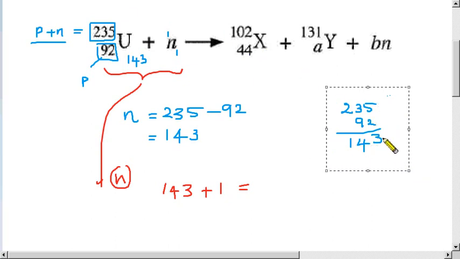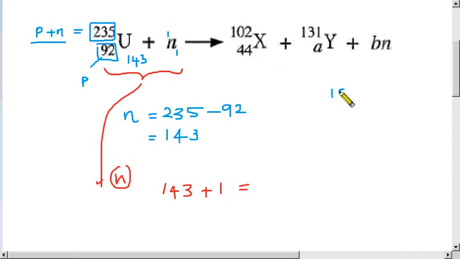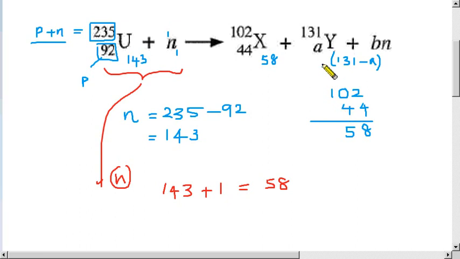Let us subtract 44 from 102, then we get the number. So 12 minus 4 is 8, here 9 minus 4 is 5. 58 neutrons are there. So when we write the number of neutrons on the right side, we have to write 58. Then here what is the number? 131 minus a. The same way, that is the value.